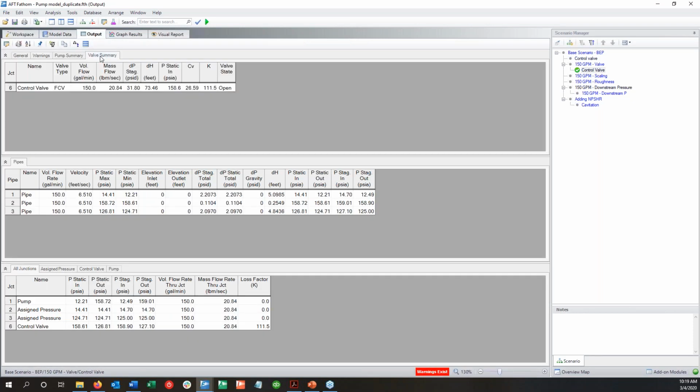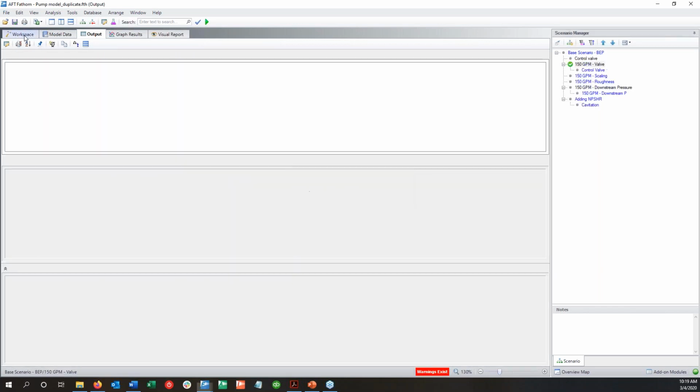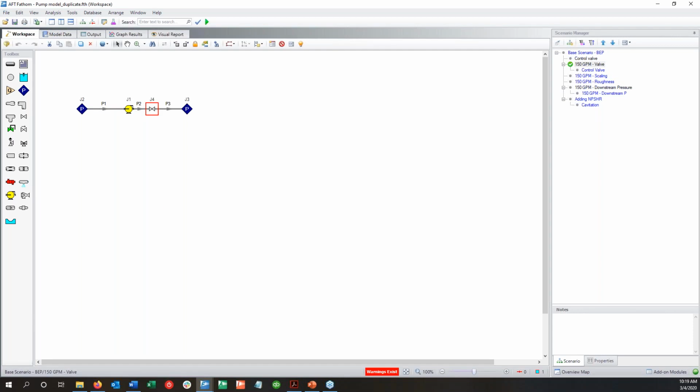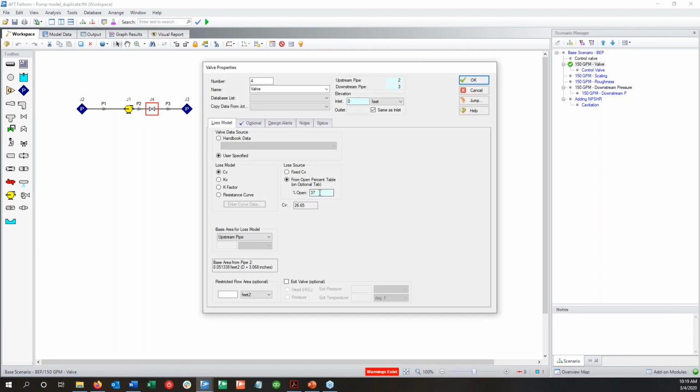We can go to our output, take a look at our valve summary, and here's the CV that valve would need to be at. So at 26.59, we can go back to our valve, back to our characteristic curve, and in the ballpark of about 37%.